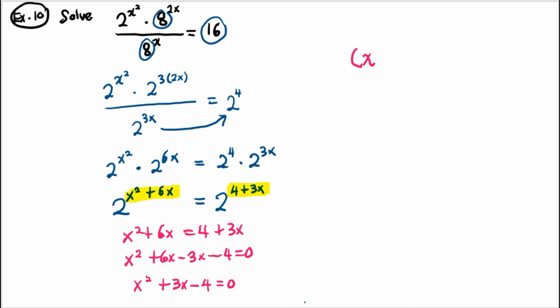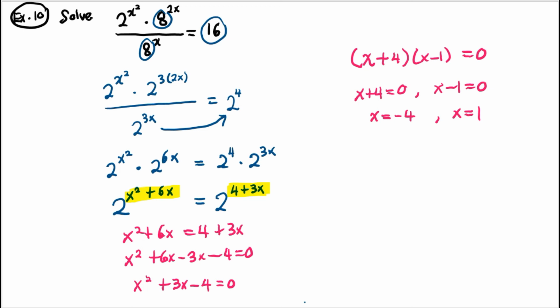I'll have an x plus 4, x minus 1, and this is equal to 0, yeah? Positive 4x minus 1x is positive 3x. So you'll have x plus 4 equal to 0, and another one, x minus 1 equal to 0. Therefore, I'll have x equal to negative 4, and another one, x equal to 1. So we are done with this one.